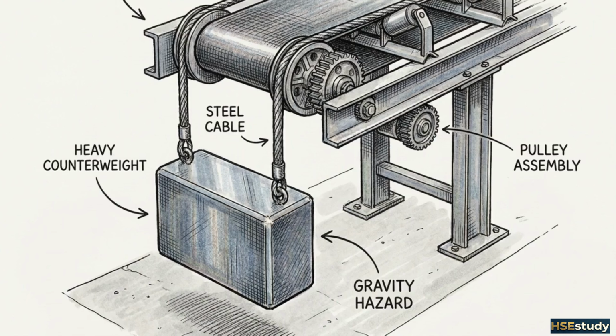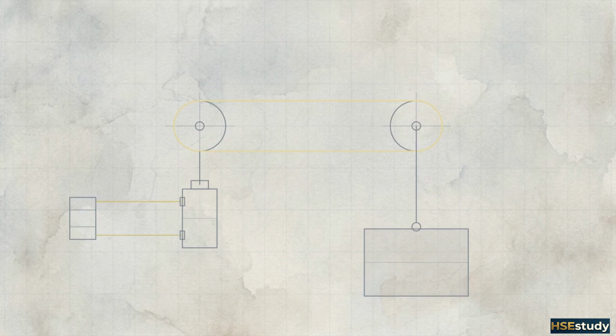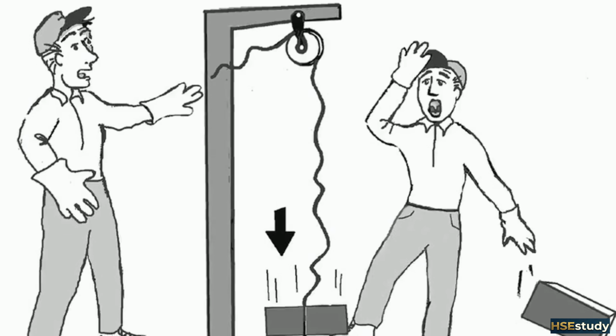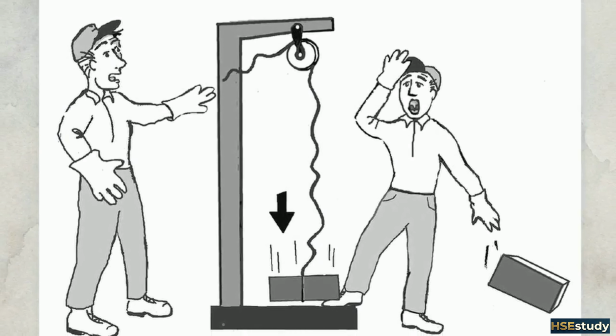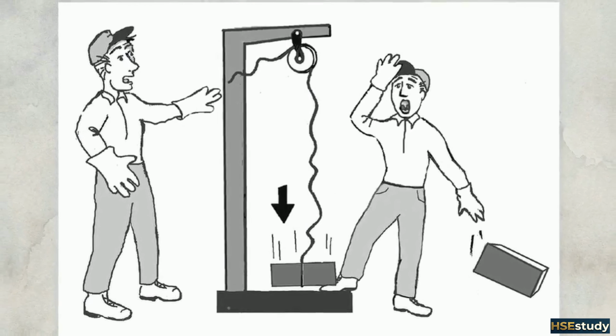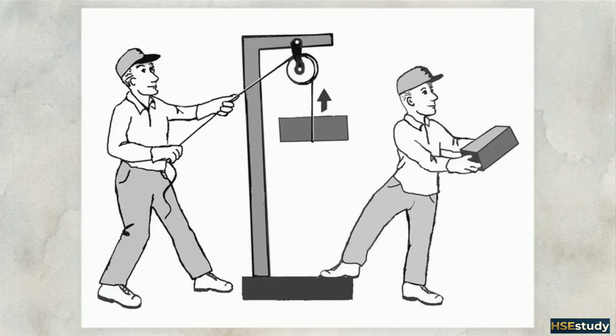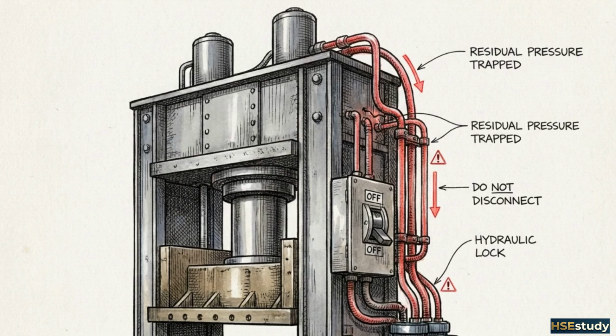Scenario 1 is a conveyor system with a counterweight. This setup involves a combination of pneumatic and gravitational energy. Relying on a power-off state here creates a trap. Without active support, the counterweight will drop the moment air pressure bleeds out of the system. To secure a gravity load, you must use a physical block, pin, or chalk to mechanically prevent the weight from moving.